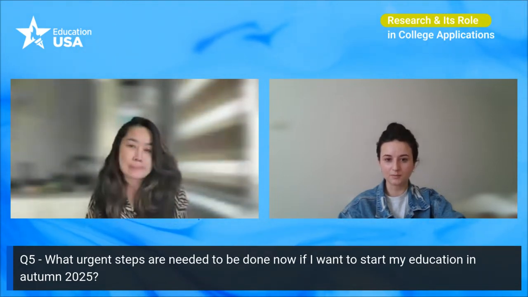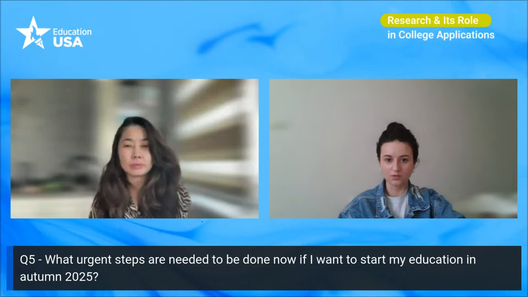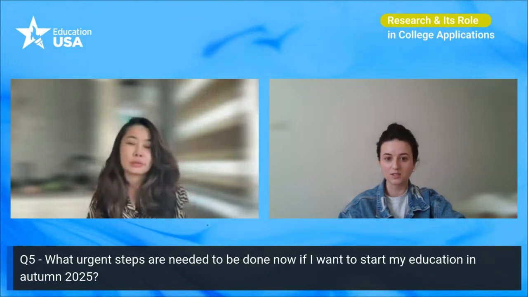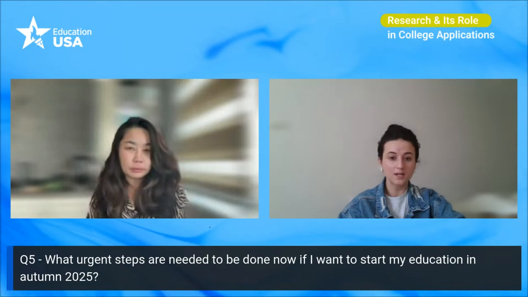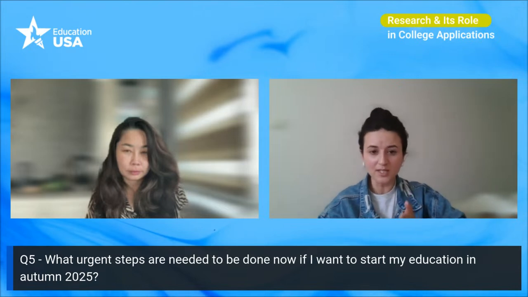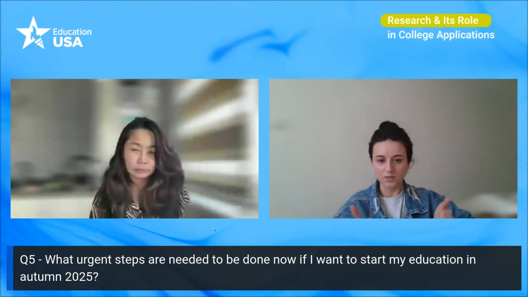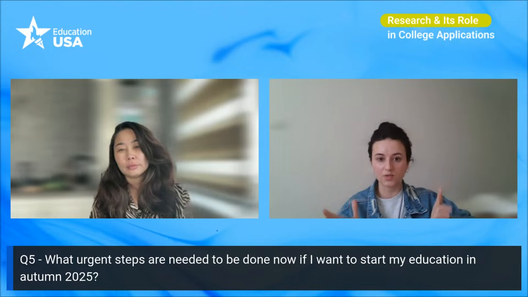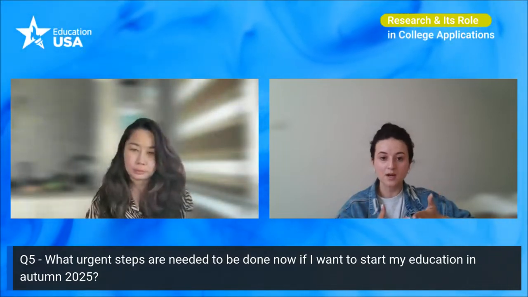What urgent steps? Definitely rate your English level. I consider that this is one of the most important things. If your English is not sufficiently good, you will not be sufficiently good at your academic writing, at creating your essay, your supplementals, and in general your preparation for the tests and every other thing you need to consider during this application. So definitely revise your English level.